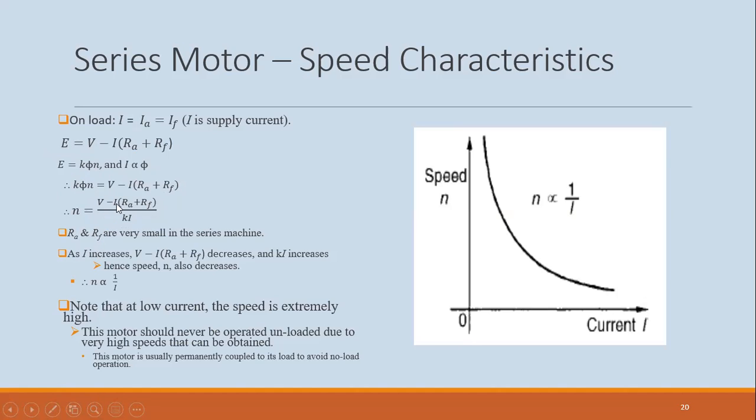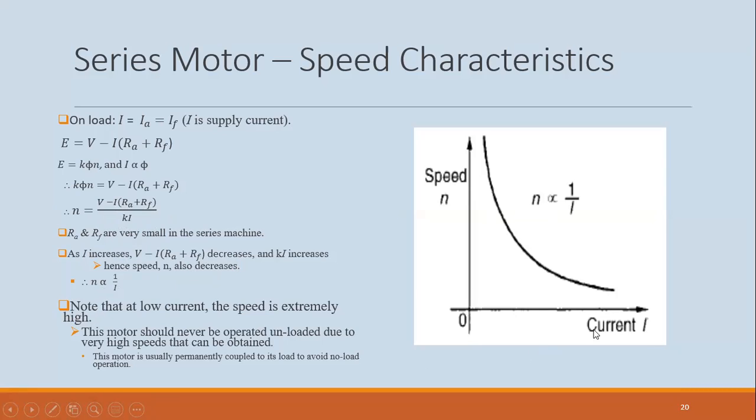And then as you can see, as I increases, the numerator decreases, right? But here the denominator is increasing also. So as I increases, the denominator increases and the numerator decreases. So the net effect is that you have a decrease in the speed as I increases. So N is inversely proportional to I.